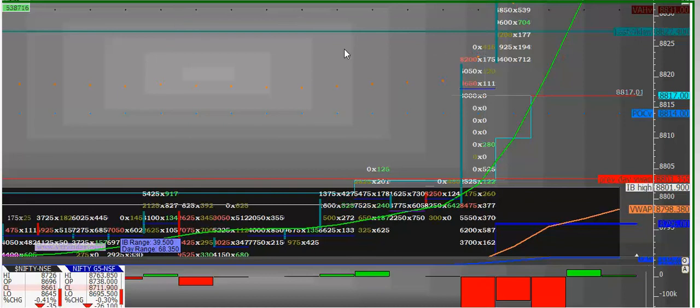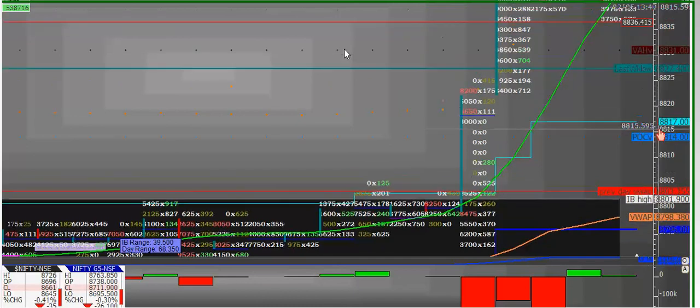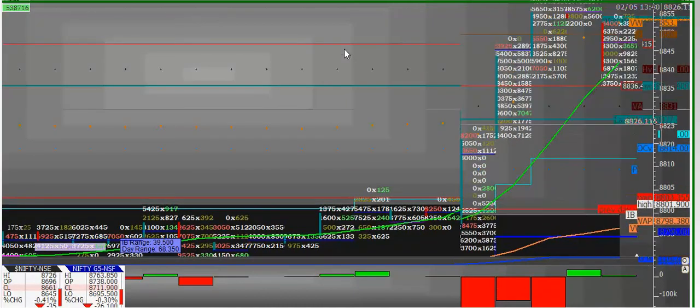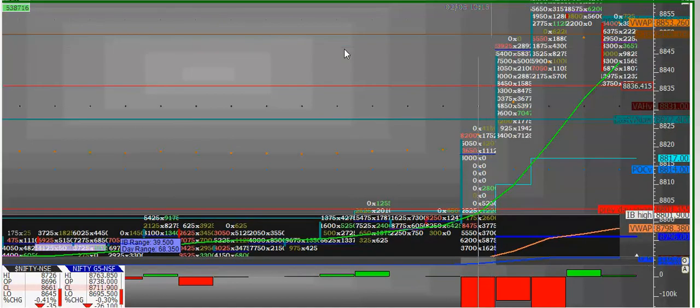You see this seller is trying to come over here, but he's not able to do anything. He's at the top of the bar, but the price momentum is there. Again, he's coming back over here, 8845. Price momentum is there. The seller is not able to do anything.